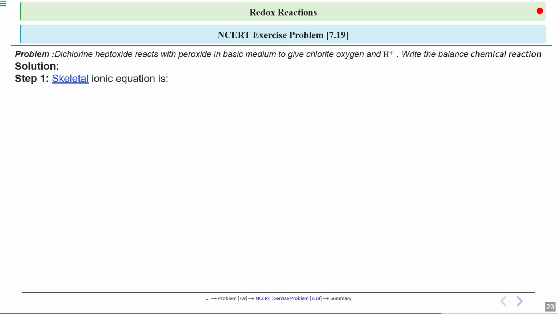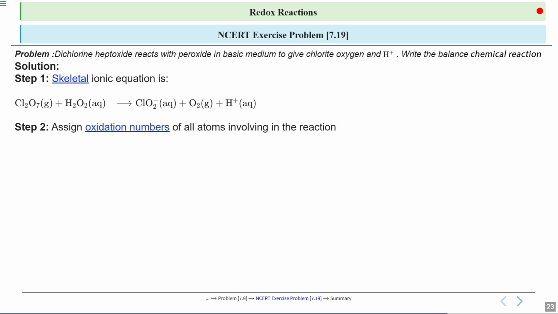So in the first step we will write the skeletal ionic equation, and the equation would be chlorine heptoxide, that means Cl2O7 in the gaseous form, is reacting with peroxide, that means H2O2 in the aqueous medium. So this is giving ClO2 negative plus O2 plus H positive. Now in the step 2, what we will do? We will assign the oxidation number to all the atoms that are involved in the reaction.